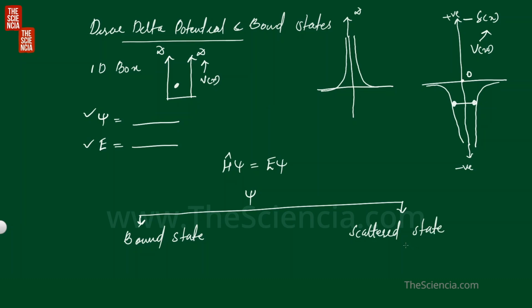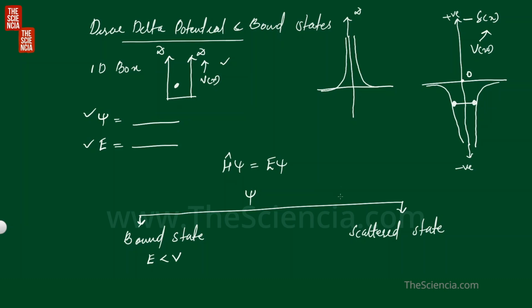What is the bound state? The bound state looks like this one. So the particle is bounded to that region. It can't escape from that potential well. Why? Because the energy of the particle is less than the potential of the potential well. See, the potential of the potential well is infinity. So the particle can't jump this infinite potential and come out of this potential well. That is why we are saying it is a bound particle.